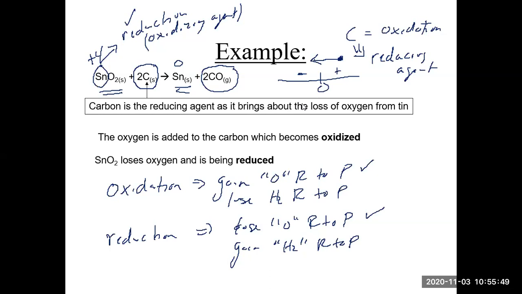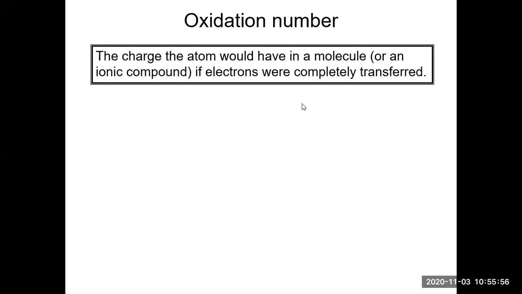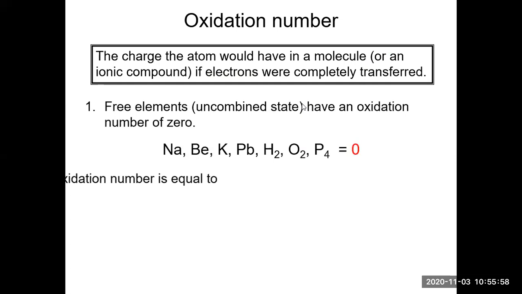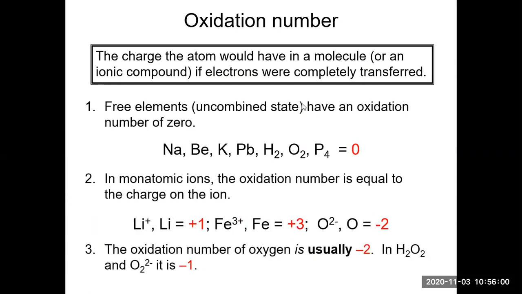Now, how do we know or assign oxidation numbers or oxidation states? So let's talk about the rules for that. These are the general rules that we want to follow when we're assigning oxidation number or oxidation state. They're sometimes referred to as the same thing. Oxidation number is the same thing as oxidation state, and it's basically the charge the atom would have in a molecule or an ionic compound if all the electrons were transferred.